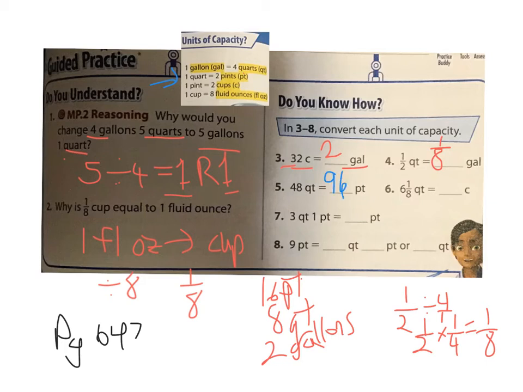6 1/8 quarts to cups. That one there's again a little bit trickier. I'm going to go from quarts to pints, and then from pints to cups. So I'm going to have to multiply by 2 twice. So when I multiply 6 by 2, I end up with 12. Then I multiply by 2 again, I end up with 24.